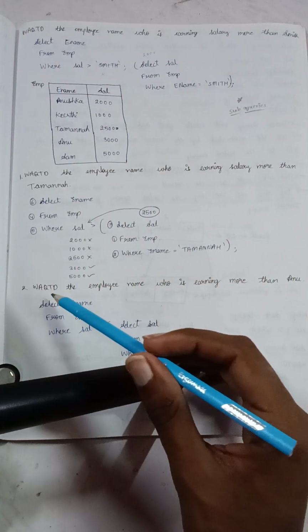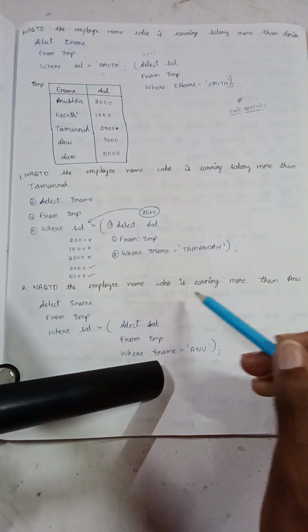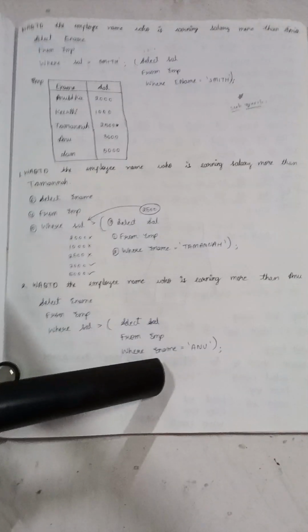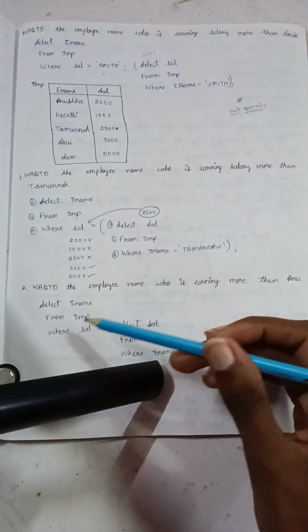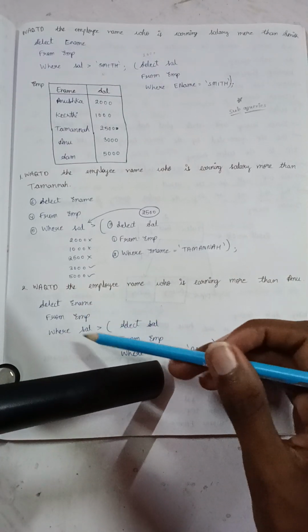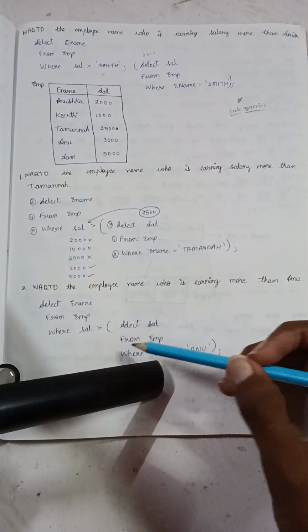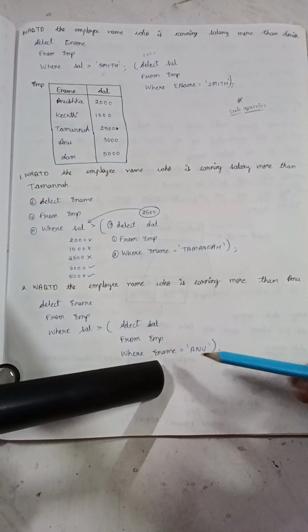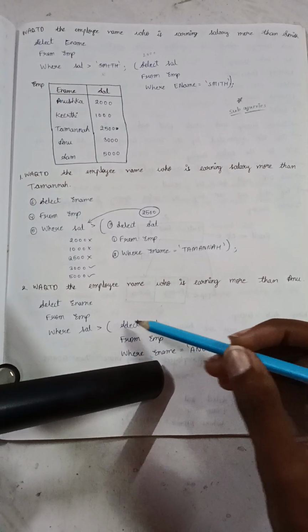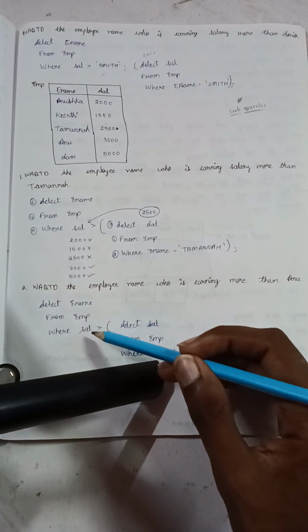Write a query to display the employee name who is earning more than Anu. Select ename from EMP where salary greater than select sal from EMP where ename is equal to Anu. So here we get the salary of Anu, and we will compare it with the salary of other employees.